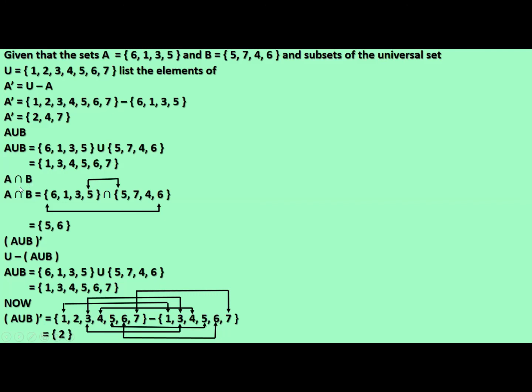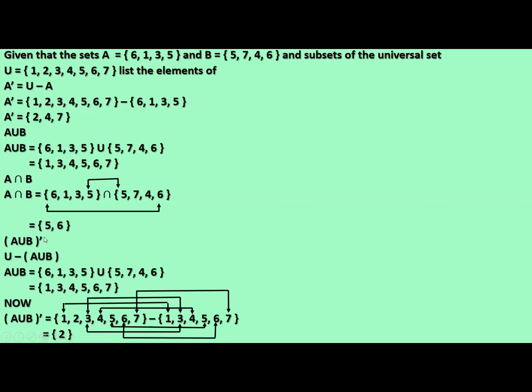Now comes another example, A intersection B. In intersection, we'll write the common elements. See, 5 we can find in both sets and 6 also we can find in both sets. So our answer will be 5 and 6.